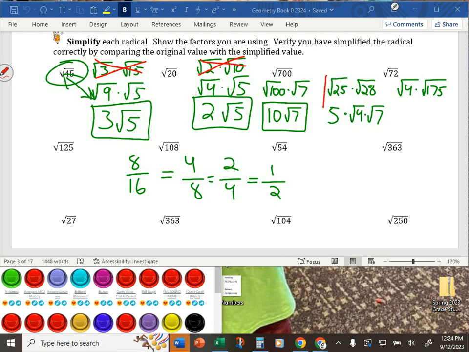Root 25, I can still simplify that, but my root 28, right? That's got root 4 times root 7. You solve for the square root of 4, which is 2. Then you multiply 5 and 2 to get 10, which is the same as that 10 root 7.